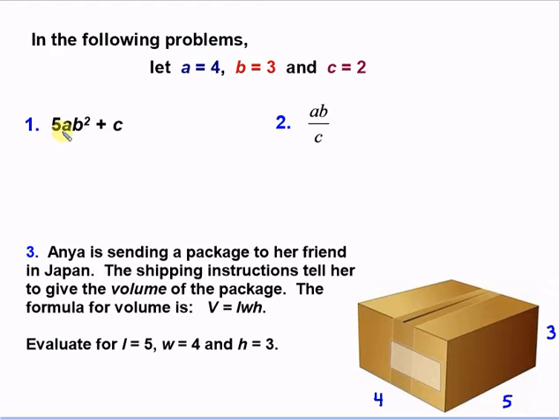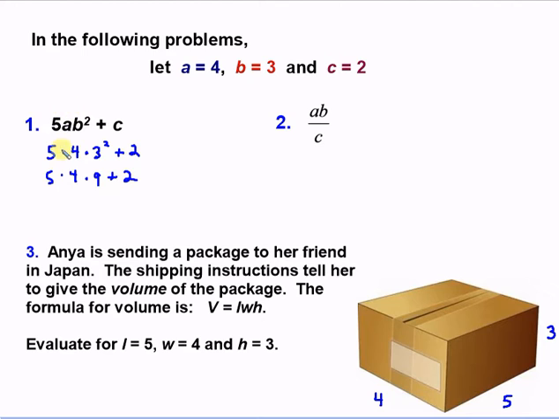In this case, we have 5 times a times b to the second power plus c. So let's write that out using our numbers. A is equal to 4, so 5 times 4. B is equal to 3, so that's 3 to the second power, plus c, which is equal to 2. Now we just do our order of operations. The first thing we do is our exponents, is what PEMDAS says. So 3 to the second power is 9, times 4 times 5, plus 2.